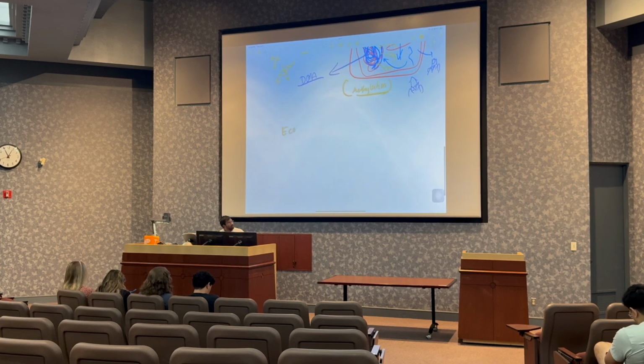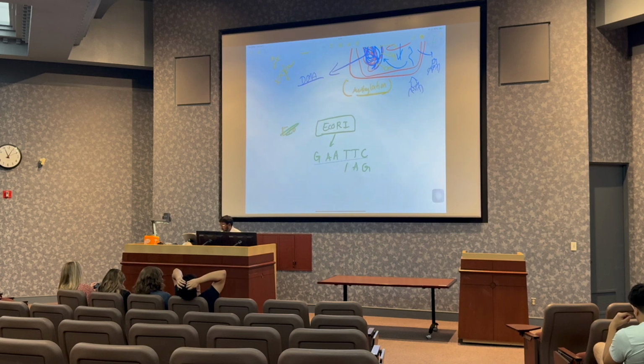Is this yellow color visible? Let's change it to something else so it looks brighter. Green. So let's take the example of the restriction endonuclease EcoR1. EcoR1 cuts the DNA at a specific sequence called GAATTC. This is the sequence of DNA.